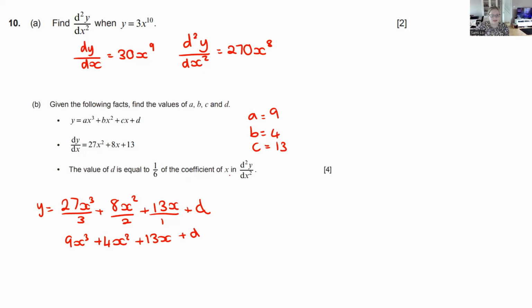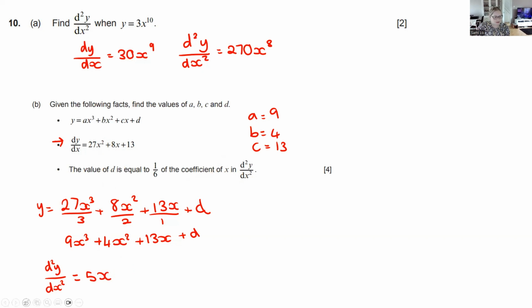And it says the coefficient of dy by dx. Well, we've already got the first line of dy by dx, so we can do that one more time. So d2y by dx squared. And it's on this original one now. So remember, power going in front. So 54x.